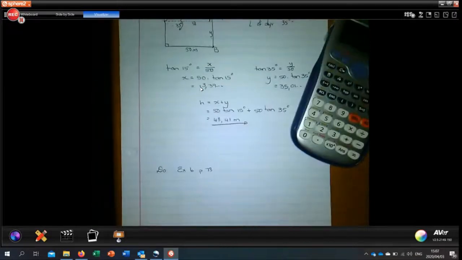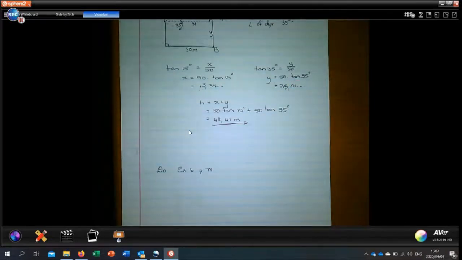Right, let's try to do exercise 6, page 78. And again, by the next lesson, I will give you the correct answers on that one as well. Enjoy!